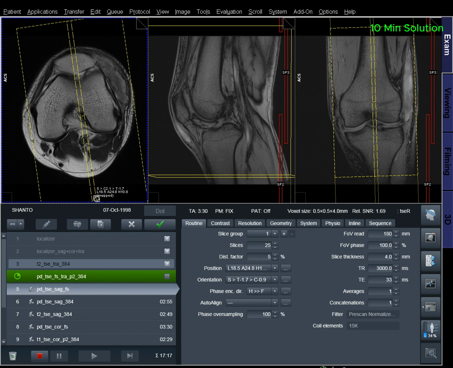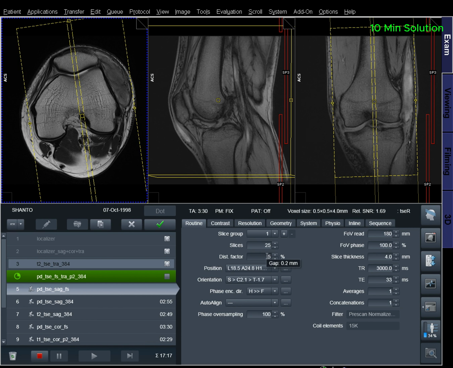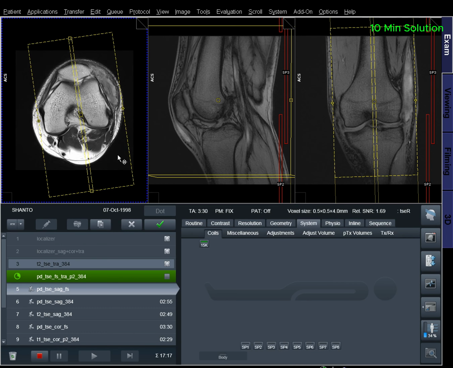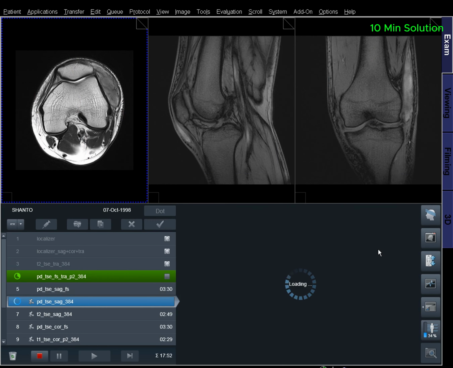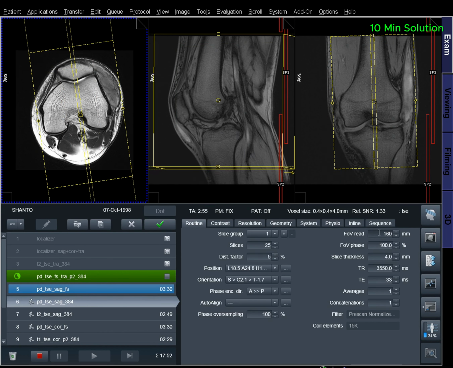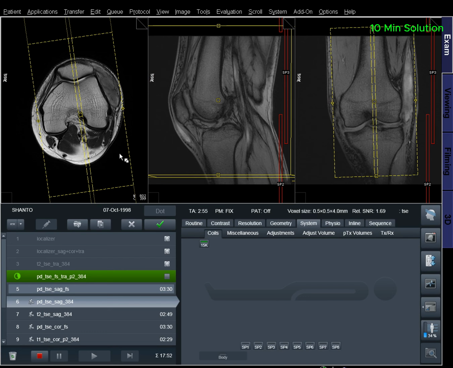Slices must be sufficient to cover the knee joint from right to left. The phase direction in the axial scans must be head to feet to avoid artifacts from popliteal artery pulsation. Using saturation bands above and below the sagittal block will further reduce arterial pulsation artifacts.